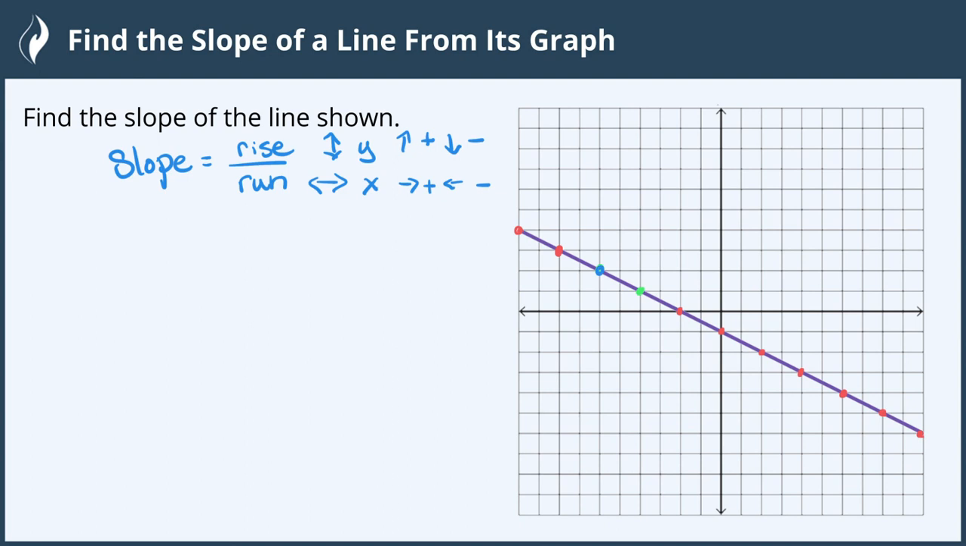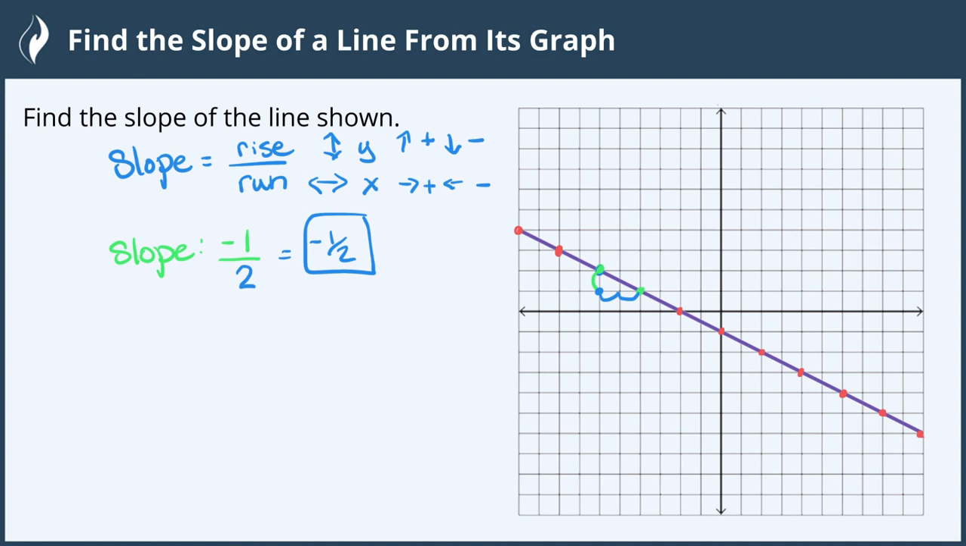So from our first point here, we're going to move 1 unit down, so the rise is down 1. Down is negative, so 1 unit is negative 1. Then we move from this point here on the graph 2 units to the right to get to the next point that's through a corner, making it a whole number. And that was 2 units to the right. To the right is positive, so the slope is negative 1/2.